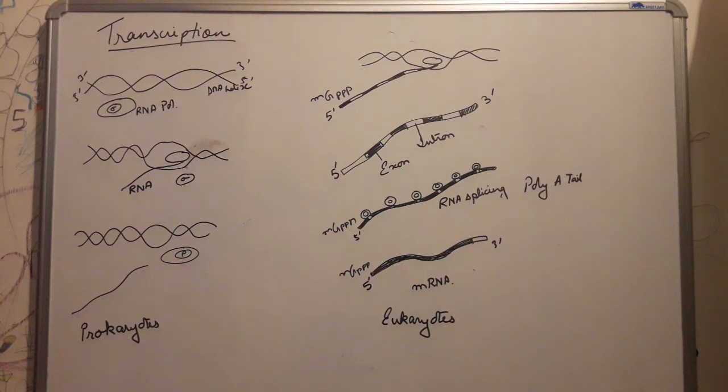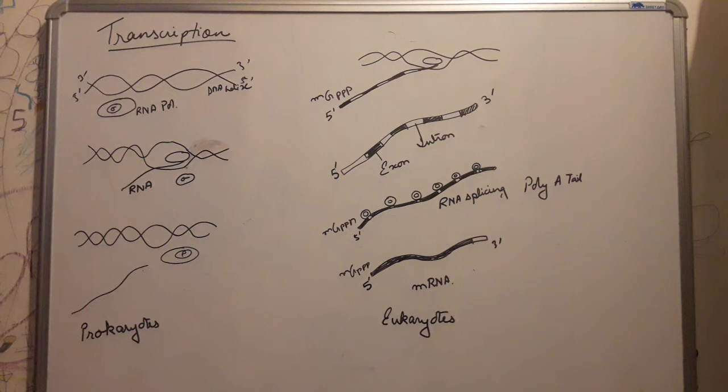Here, sigma factor or primers are actually absent in case of eukaryotes, which we see in case of prokaryotes, and the newly formed RNA is synthesized by RNA polymerase 2, and this is called the primary transcript. Okay, it contains some unwanted base sequences which are alternated by some useful base sequences.